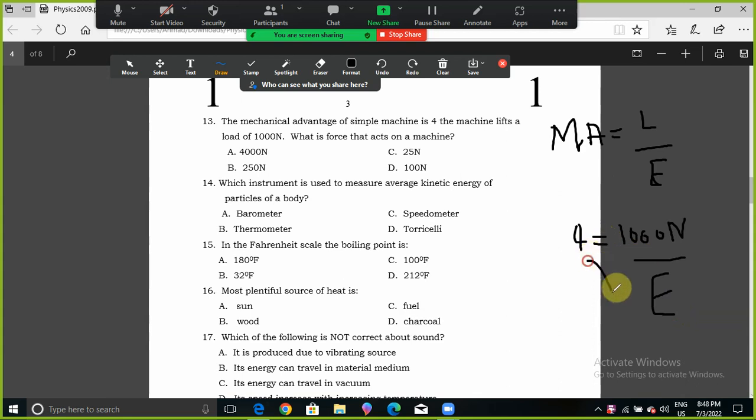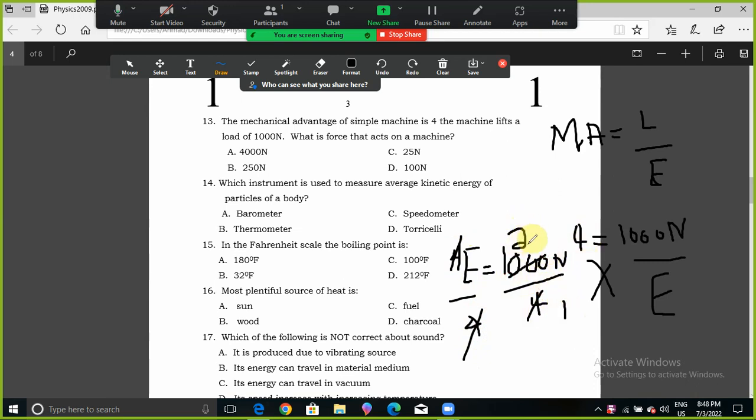Now we'll make a crisscross, that means 4 times effort will be 4E, which is equal to 1000 Newton, right? Now we will divide both sides by 4, so then we can cancel 4 by 4 and 1000 by 4. The last answer will be 250, right? So that means the final answer is 250 Newton. For question number 13, the answer is B.